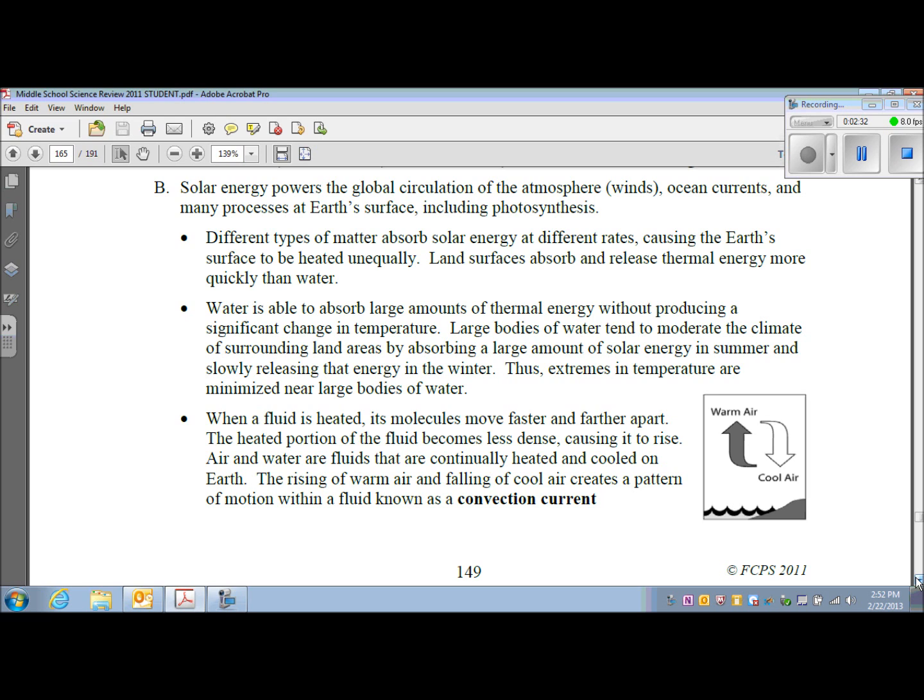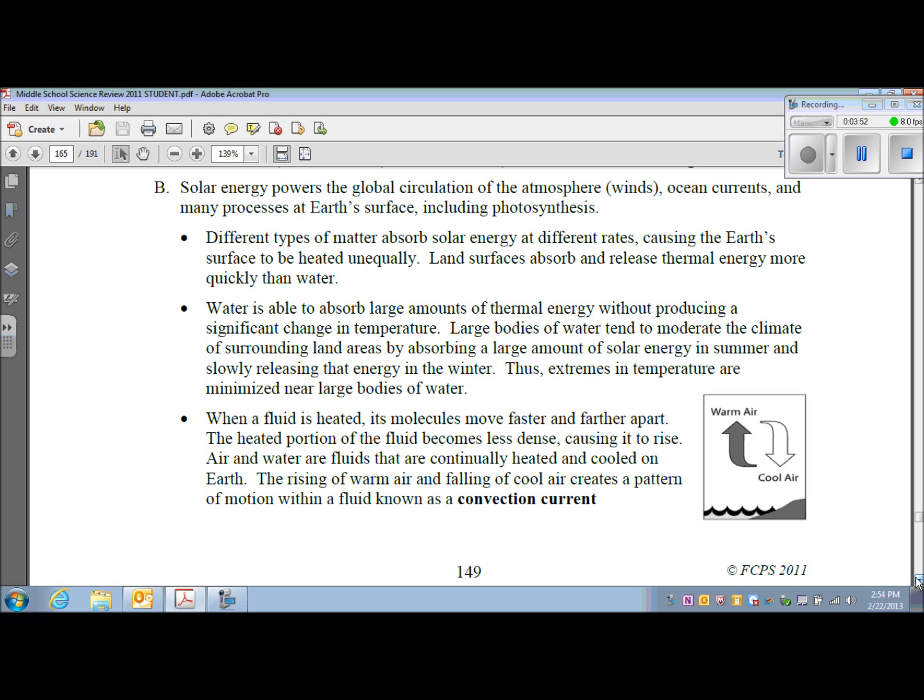Section B. Solar energy powers the global circulation of the atmosphere, winds, ocean currents, and many processes at Earth's surface, including photosynthesis. Different types of matter absorb solar energy at different rates, causing the Earth's surface to be heated unequally. Land surfaces absorb and release thermal energy more quickly than water. Water is able to absorb large amounts of thermal energy without producing a significant change in temperature.